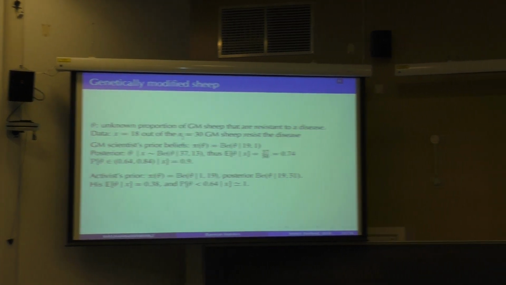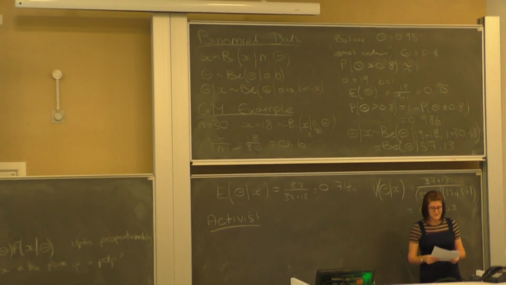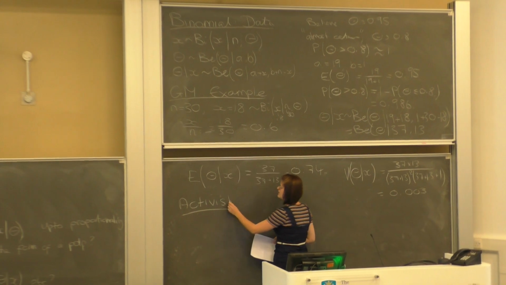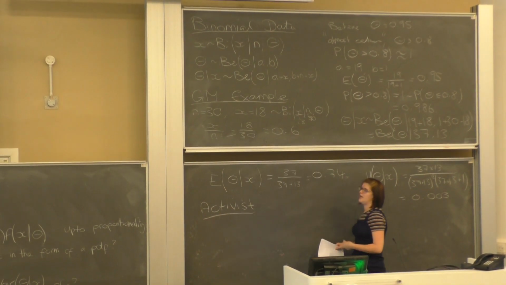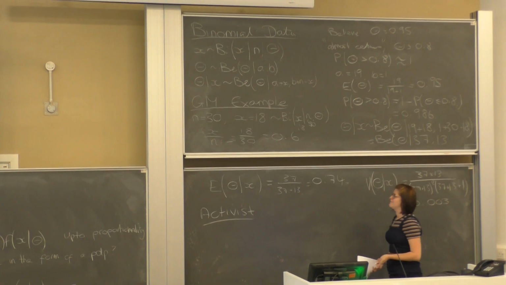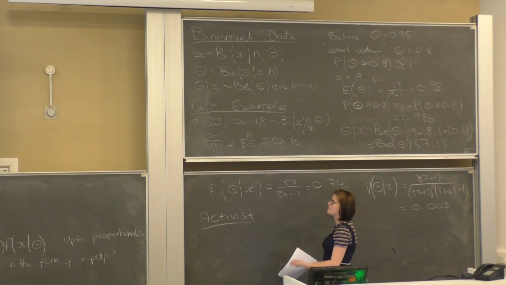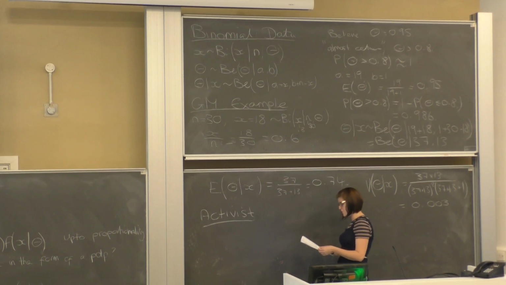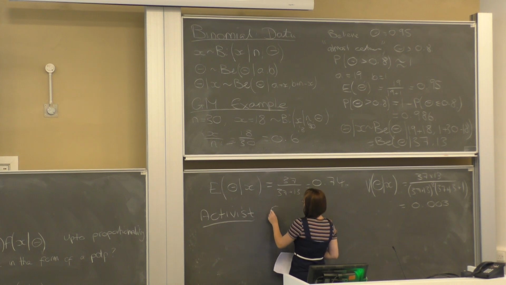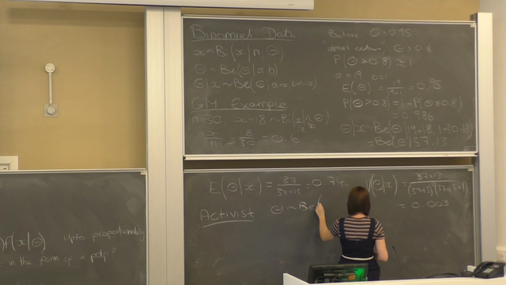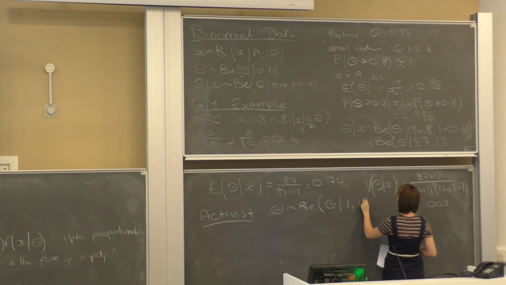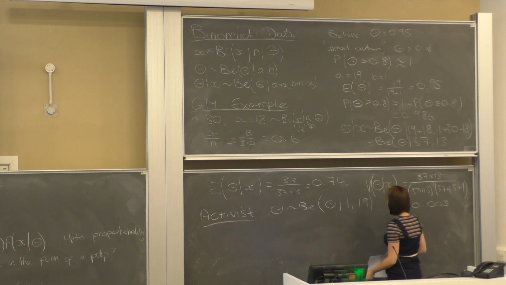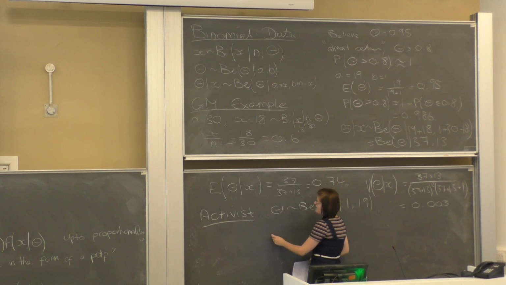with their own prior. So the activist doesn't like GM sheep, and they think that it's going to be a really low probability that this modification is going to have made any difference. So they're going to believe that theta is small. So the proportion that the sheep are susceptible is small. So they might give a prior of 1 in 19. So we're just switching those parameters around now. And that leads to a really different kind of prior on theta.